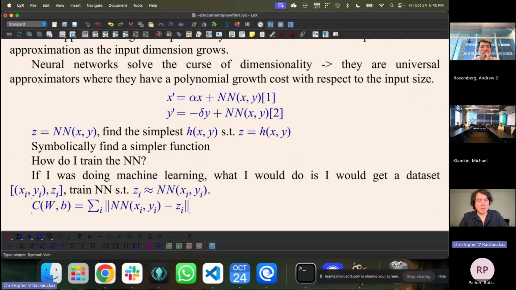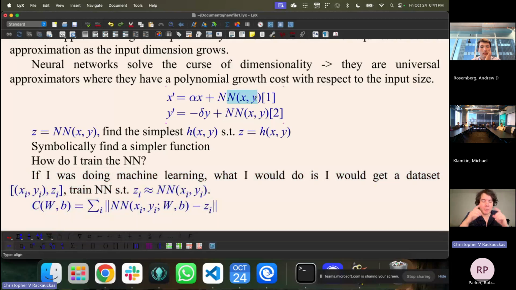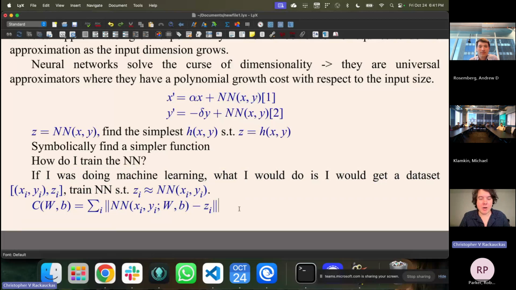So what I'm basically saying is find the weights W and B such that the inputs give you the outputs of the neural network, right? If I was doing normal machine learning, this is what I would do. Now, the difficulty here is that I don't actually have my neural network directly. My data is not of the missing term of my model. The data is of the solution of the model with the neural network embedded in there, right?